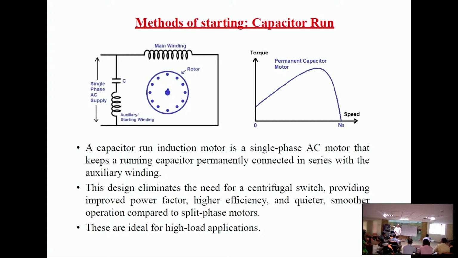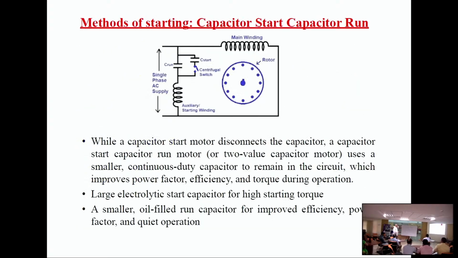There will be two capacitors: one is used at starting and one is used as running. So it will have both high starting torque and power factor improvement. For the starting one, using a centrifugal switch you can remove it, and in the running condition one more capacitor will be permanently connected. So while the capacitor start motor disconnects, the capacitor start capacitor run or two value capacitor motor keeps a smaller value continuous duty capacitor in the circuit, which improves the power factor, and a large capacitor for high starting torque.